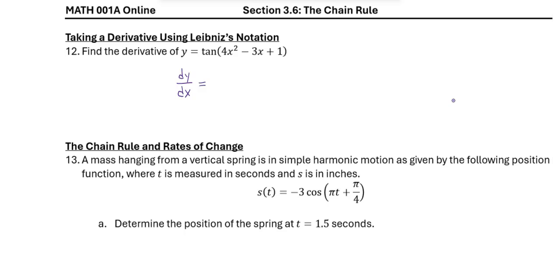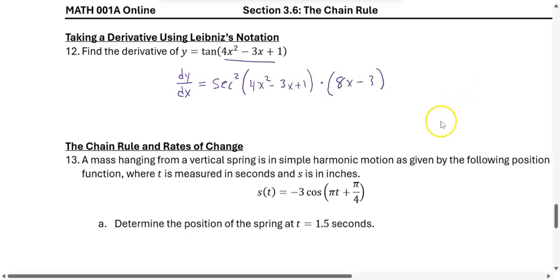The chain rule is derivative of the outside function. Derivative of tangent is secant squared x. Let's leave the inside alone. 4x squared minus 3x plus 1 times the derivative of what's inside. That would be 8x minus 3. All right, good enough there.